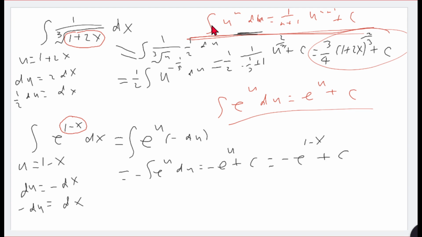All right, so these are all very straightforward substitutions. With the substitution, we can clearly turn the given integral into an integral to which we can apply some formula right away.